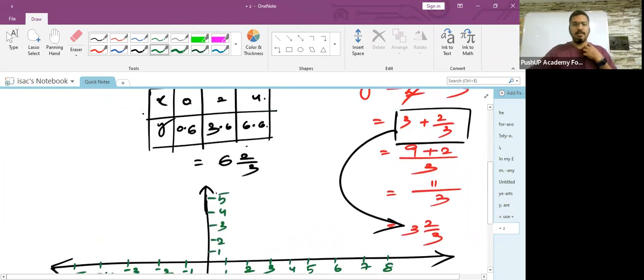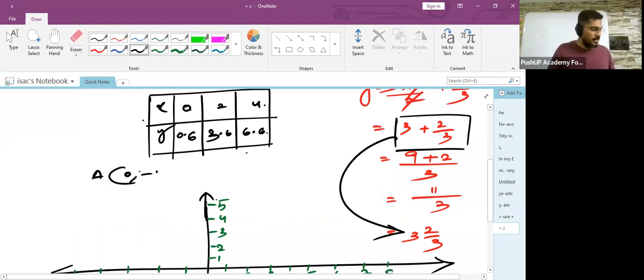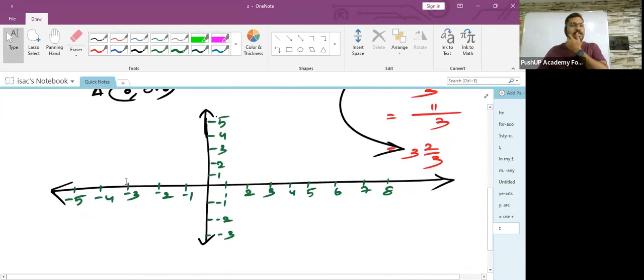Now the first point is what? (0, 0.6). Point A is (0, 0.6). Where will 0.6 come approximately, children? Which axis will it come on? Y-axis. That's on the positive Y-axis. Approximately you can take 0.6 over here.